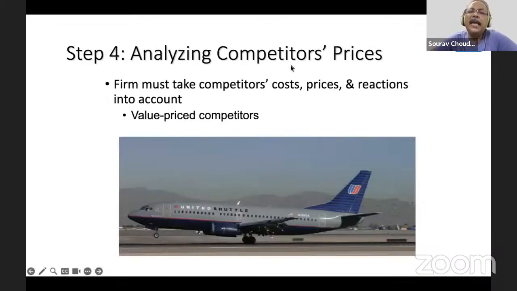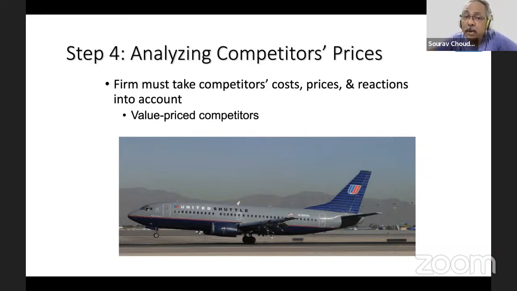Okay. Analyzing competitors' price: the firm must take competitors' cost, price and reactions into account, particularly the value price competitor. So there are plenty of competitors in the market. Some are premium competitors, some are economic competitors. Okay, there are economic competitors and so on and so forth. So we need to know the competitor's cost, price, and reactions in the market when you are making your pricing. So do that experiment or survey sometimes when you make your price and you launch that price in the market, go and find out the competitor's reaction.